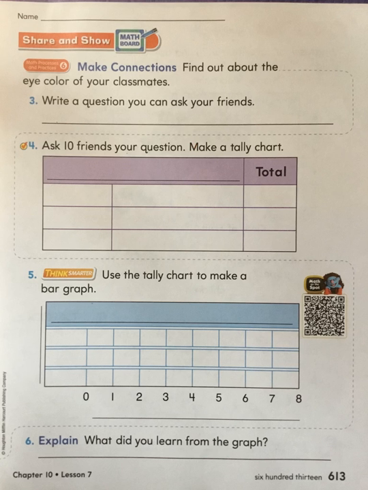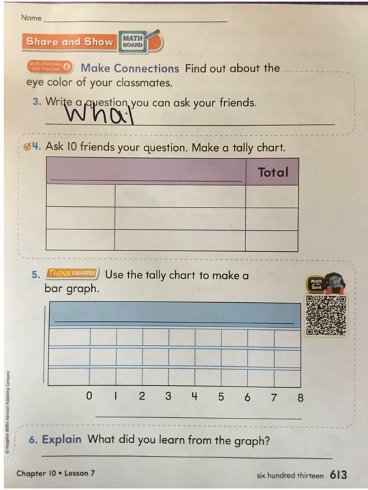Well, could it be, what is your eye color? That would be something we could answer. What is your eye color? Question mark. All right. So now in number 4, it says ask 10 friends your question. Make a tally chart.